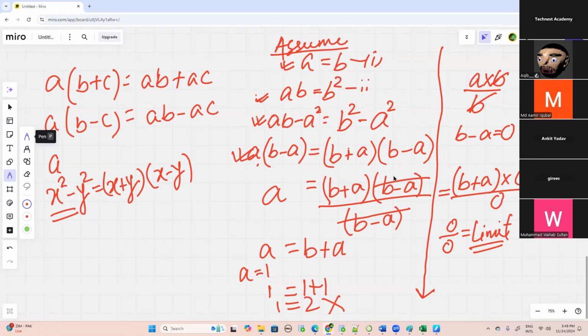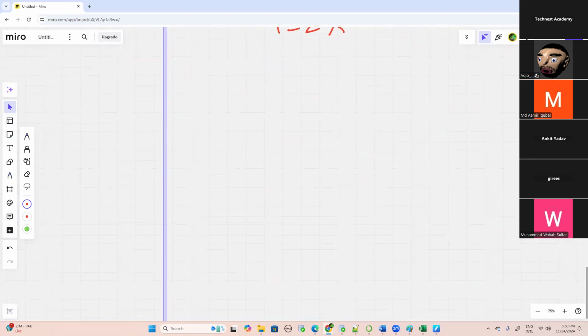Now, that's the basics of algebra and the power of equations. This has to be very much clear. You should know this. Now, let me show you a few more examples from this.